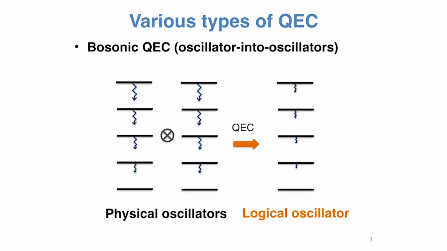Today, I'm going to talk about yet another type of bosonic QEC, where I take many noisy physical oscillator modes, and instead of just protecting a finite dimensional subspace, I'm going to protect an infinite dimensional oscillator mode. So in this sense, I take many bosons and then make a better boson out of it. So that's what I'm going to do today.